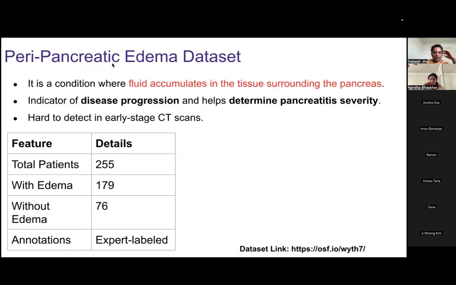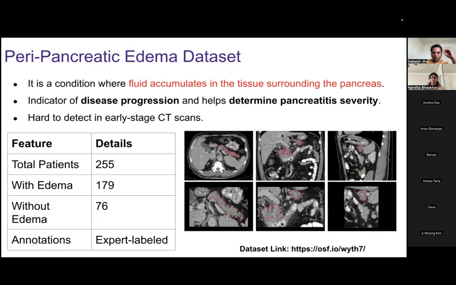We call it the peri-pancreatic edema dataset. For some of you, as computer scientists, we might be wondering what peri-pancreatic edema is. It is a condition where fluid accumulates in the tissue surrounding the pancreas. For example, this is a pancreas, and some fluid gets accumulated surrounding it. It is important to detect early, because it can lead to severe pancreatitis. It is also an indicator of disease progression and helps to determine pancreatitis severity.